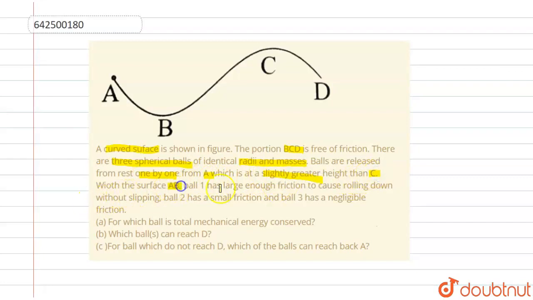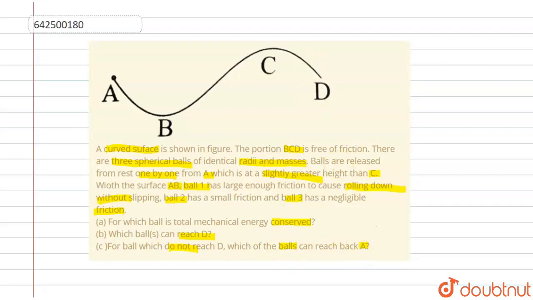With the surface AB, ball 1 has large enough friction to cause rolling down without slipping, ball 2 has a small friction, and ball 3 has a negligible friction. First, part A: for which ball is total mechanical energy conserved? Part B: which balls can reach D? Part C: for balls which do not reach D, which of the balls can reach back A?